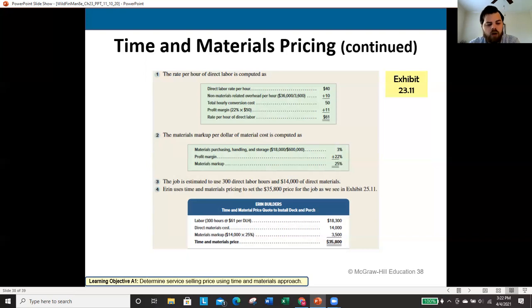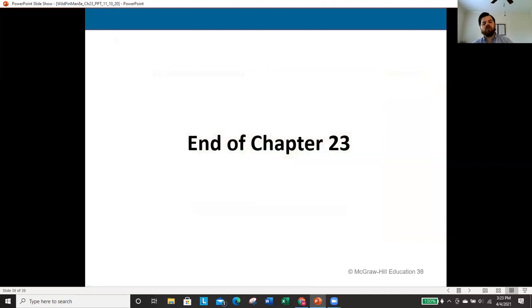So if you can work through this problem, and if you want to read through this section of the textbook, it gives you a little bit more detail on exactly how this works, then that may be a good thing to do. But that, of course, is the end of chapter 23.